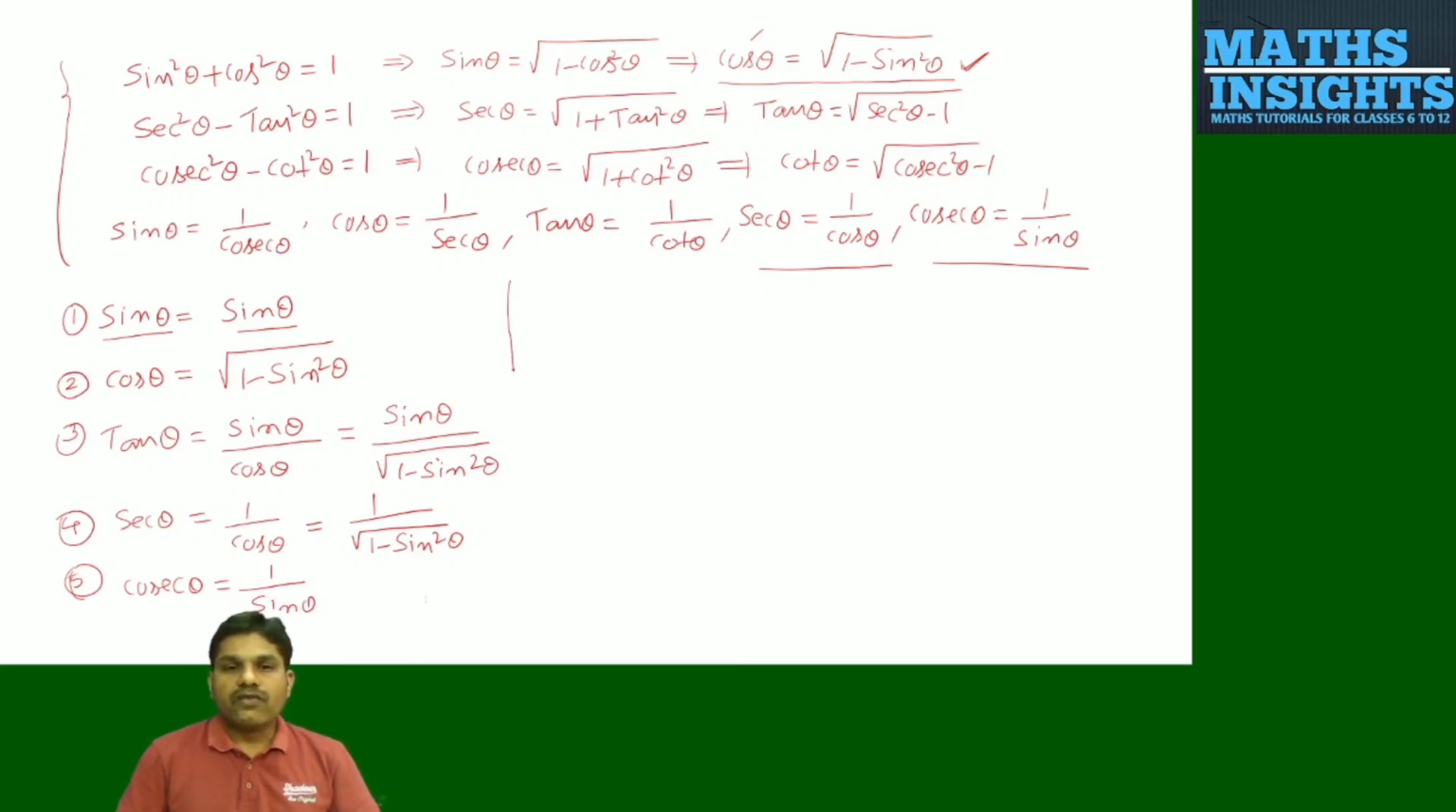And the final one, if you see the final one, is cot theta. The sixth one. Cot theta can be written as 1 by tan theta. Why? Because tan theta and cot theta are reciprocals of each other. But you have already changed tan theta in terms of sin theta.